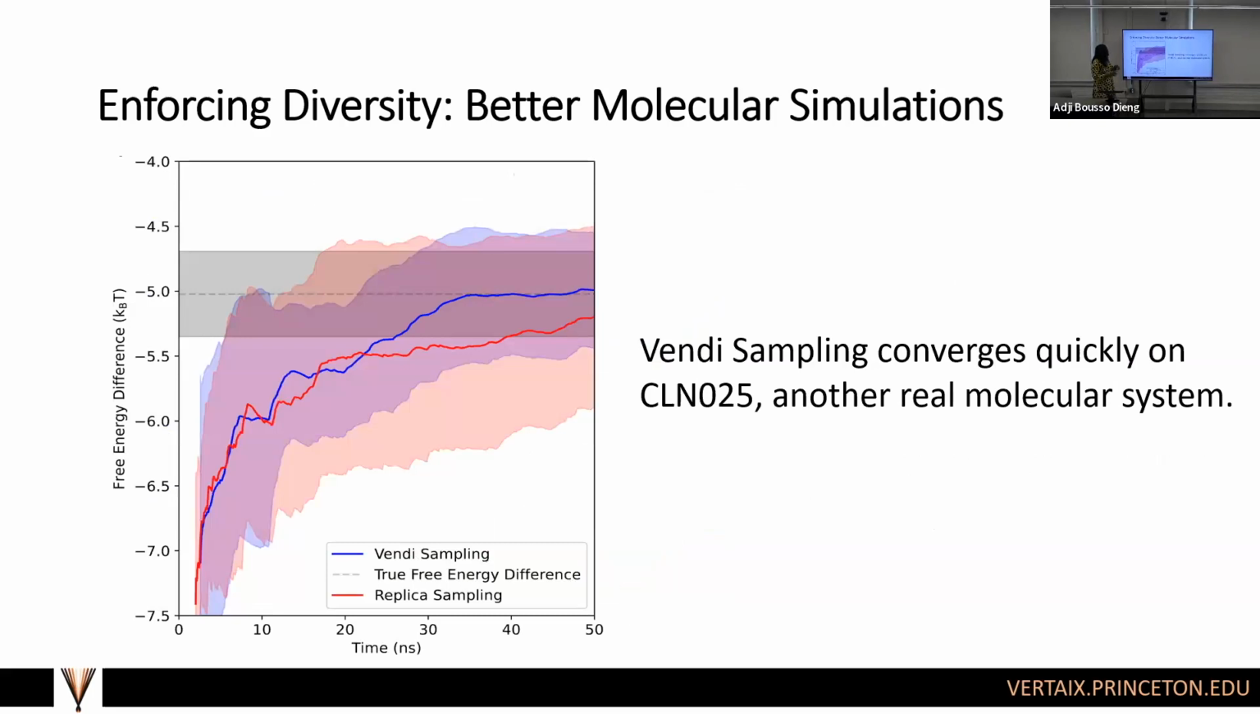This is a second real molecular system, called CLN025. It's a bit more challenging than alanine dipeptide, and we're observing the same gains in terms of convergence speed.